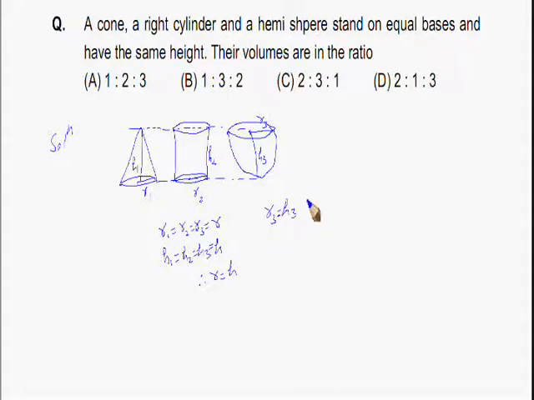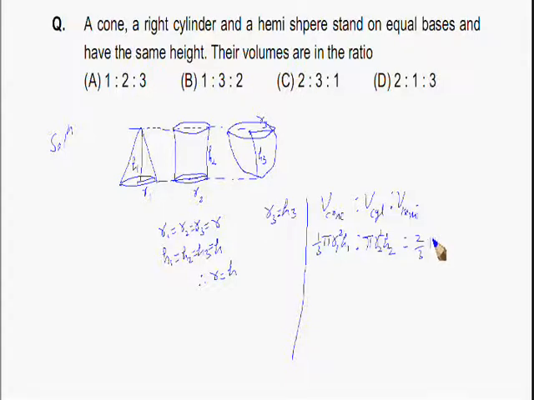Now we find the volumes of these three solids. The volume of the cone to the volume of cylinder to the volume of hemisphere. As we know, the volume of the cone is 1 upon 3 pi r square h, that is r1 square h1. The volume of the cylinder is pi r square h, and the volume of the hemisphere is 2 upon 3 pi r cube.